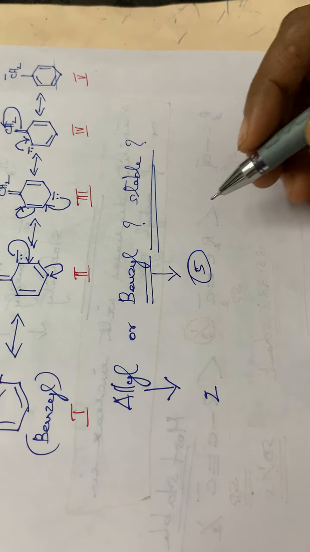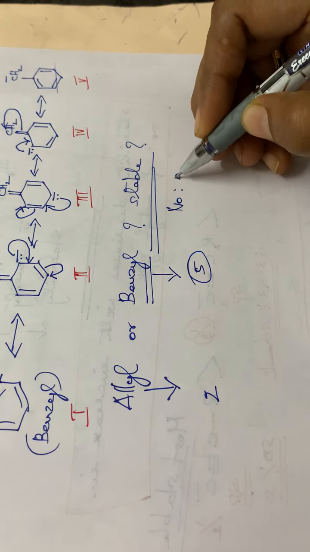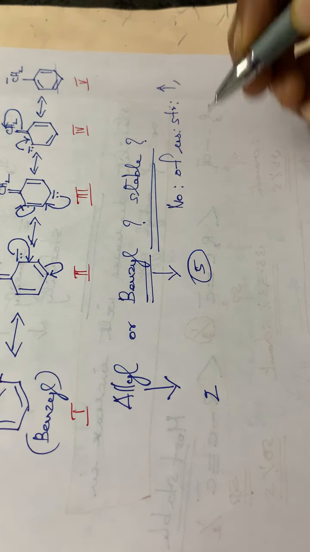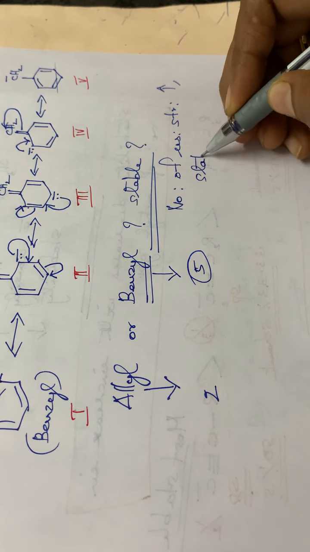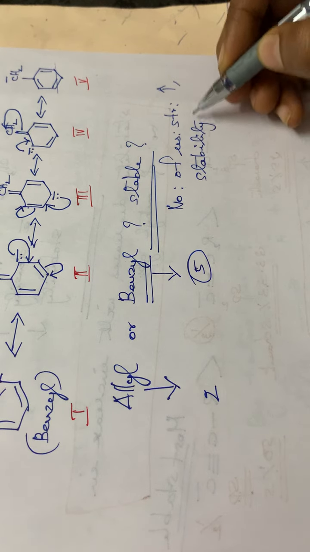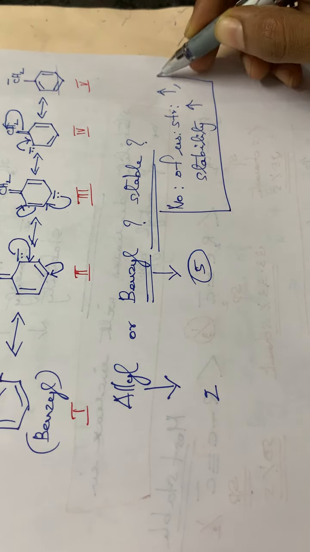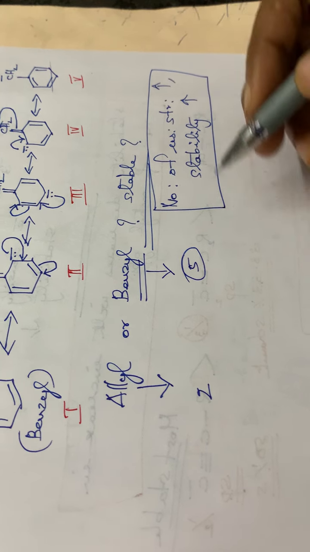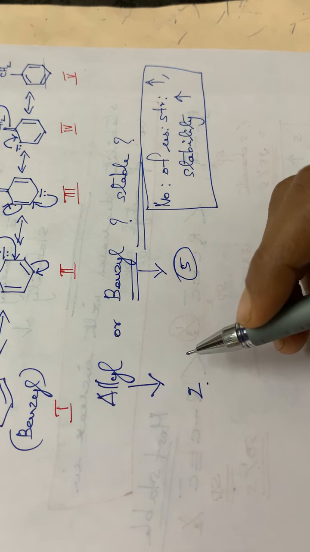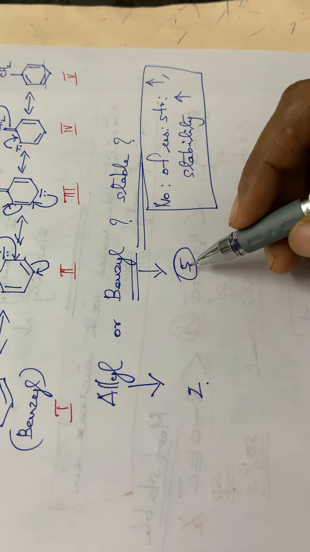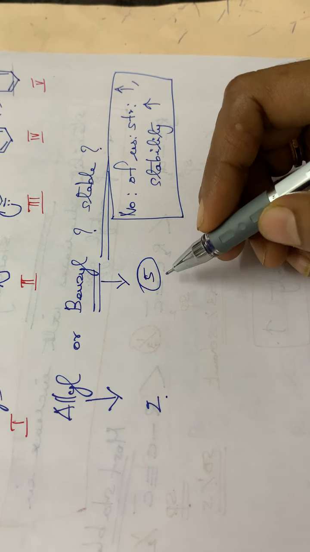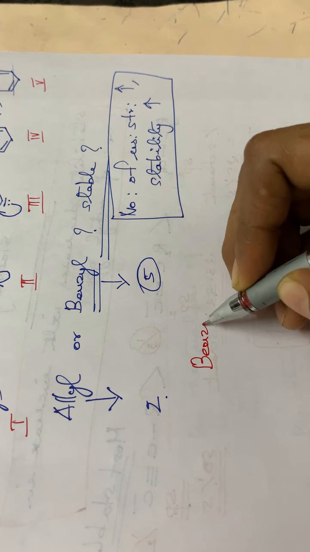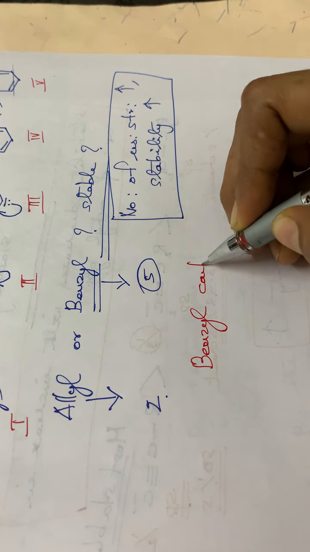As the number of contributing structures, or the number of resonating structures, increases, what happens? The stability increases, isn't it? So as the number of resonating structures increases, the stability increases. Therefore, we can say that while comparing allyl and benzyl carbanions, benzyl carbanion will be more stable.